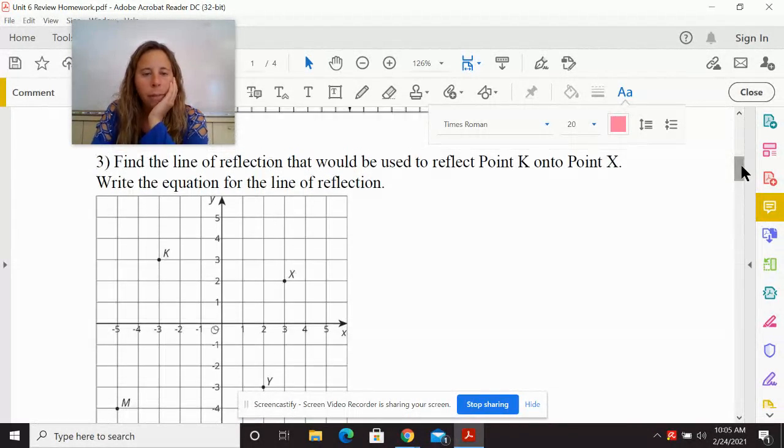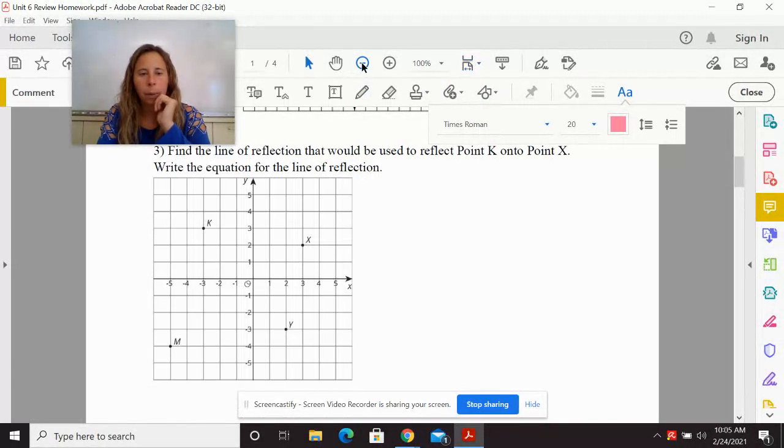Number 3, find the line of reflection. Hold on. There we go. That would be used to reflect point K onto point X. So don't worry about the other points on here. You're just focused on K and X. So we're going to find the line of reflection. Okay.